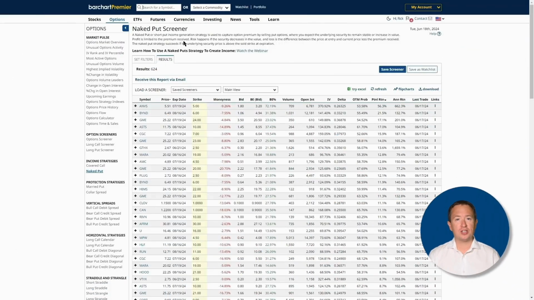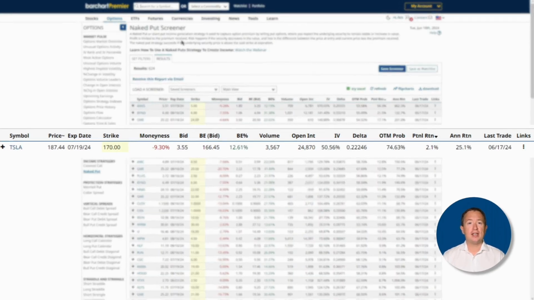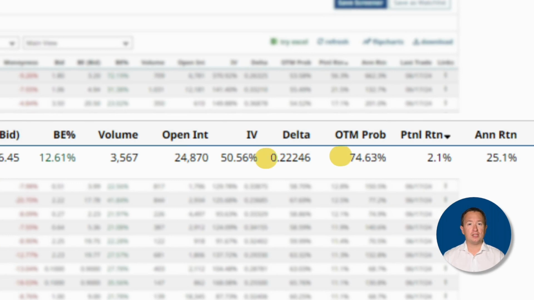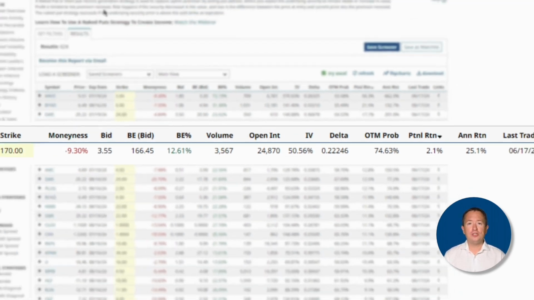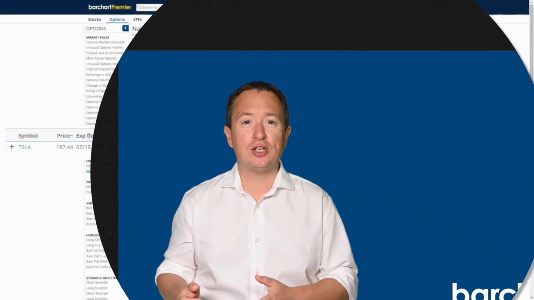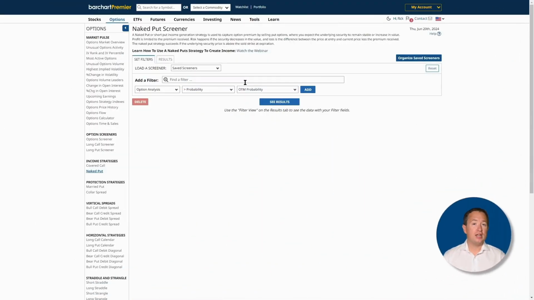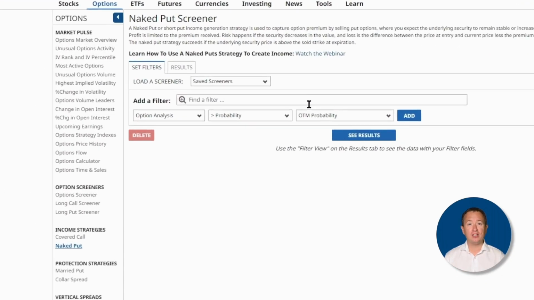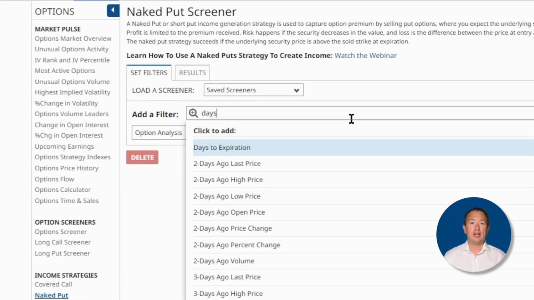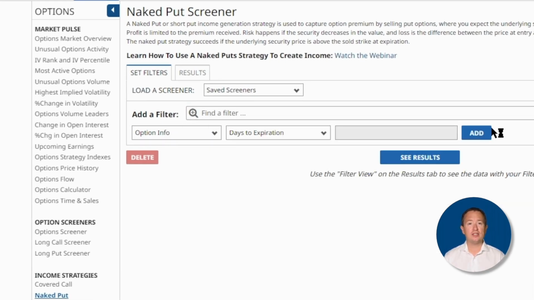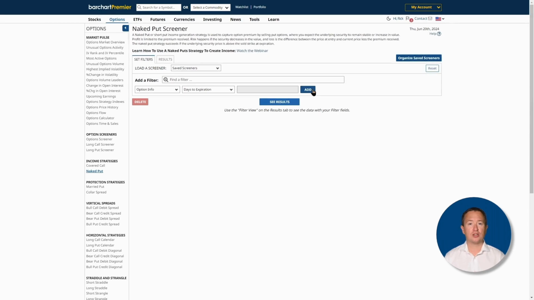You may also notice on Barchart's options chain that delta and OTM probability have different values, and this is because the values are calculated differently. However, OTM probability is more accurate in that it factors in additional values to determine the chances. Now, if you'd like to screen for specific filters, the Set Filter tab allows you to customize your screens and utilize dozens of filters to tailor fit your naked put searches.